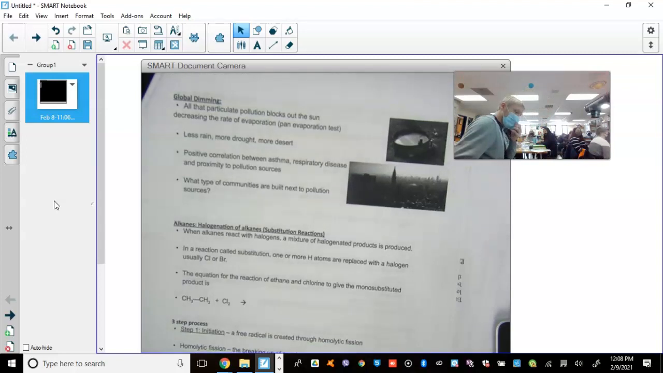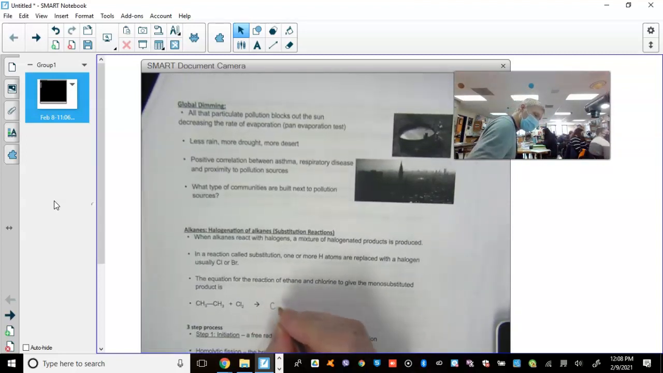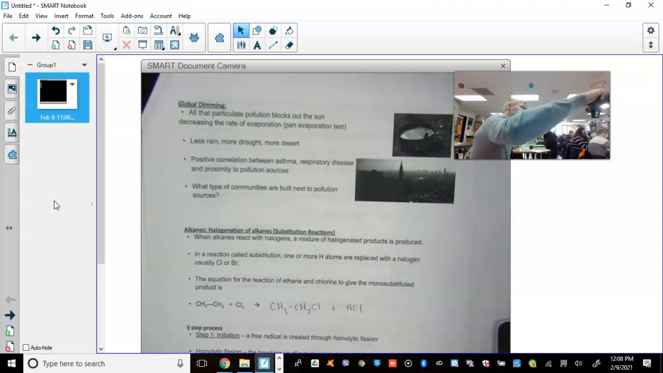okay, yeah. So it's a three-step process. Ultimately what we're doing is we're producing CH3, CH2, and then Cl. So essentially that's kind of what's happening.